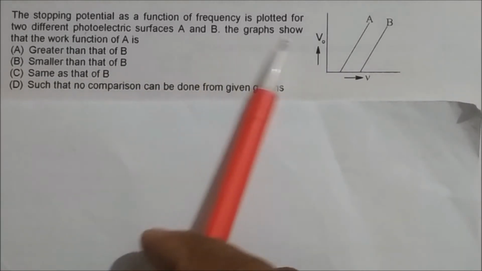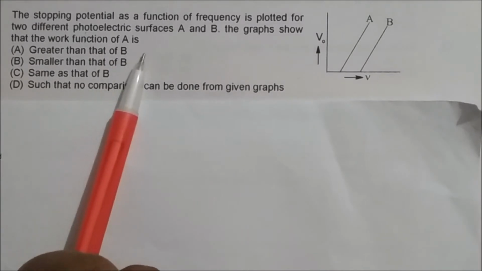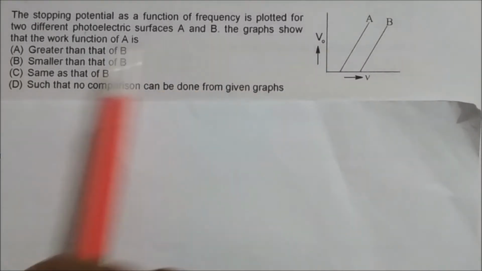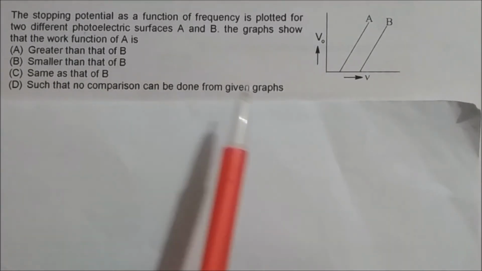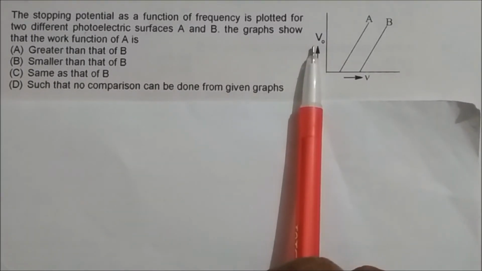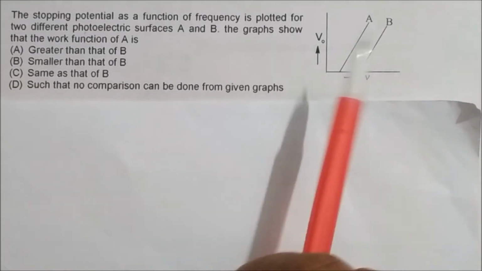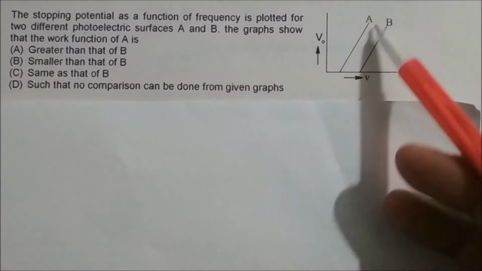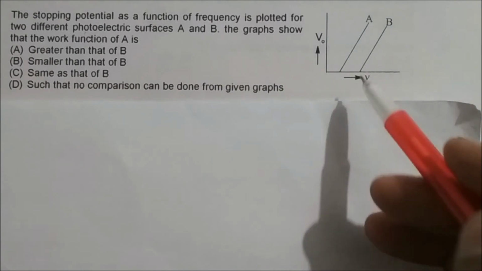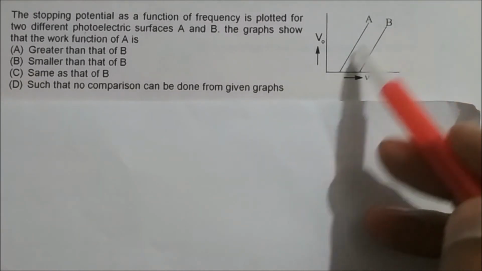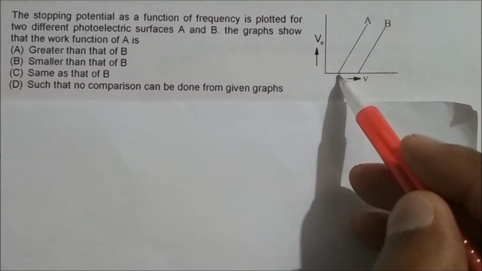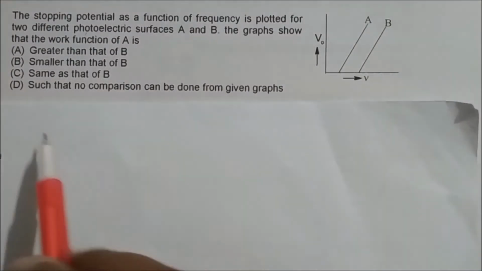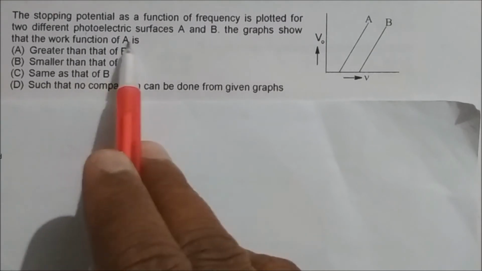The stopping potential as a function of frequency is plotted for two different photoelectric surfaces A and B. The graph shows that the work function of A is... So this is an example of the photoelectric effect. You can see this is the stopping potential versus frequency, and A and B are two different metals whose threshold frequency is given by drawing the slopes. So we can say the threshold frequency of A is lower than that of B. So this means that the work function of A should be lower than that of B.